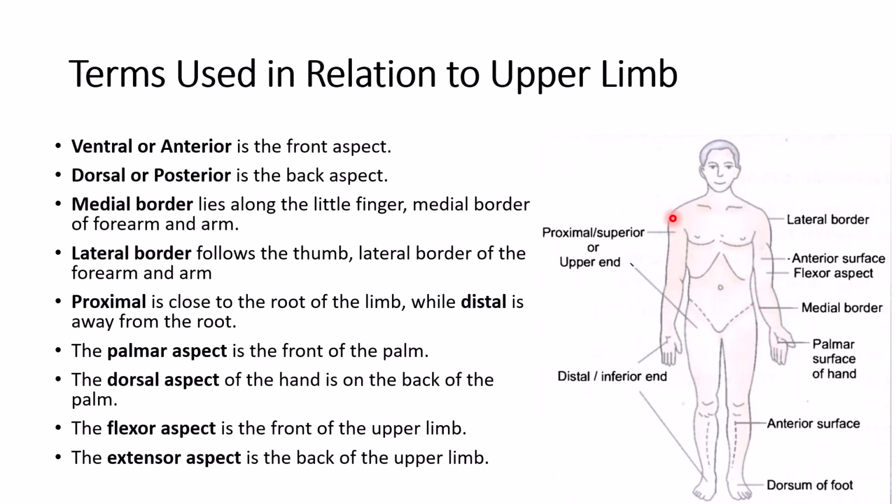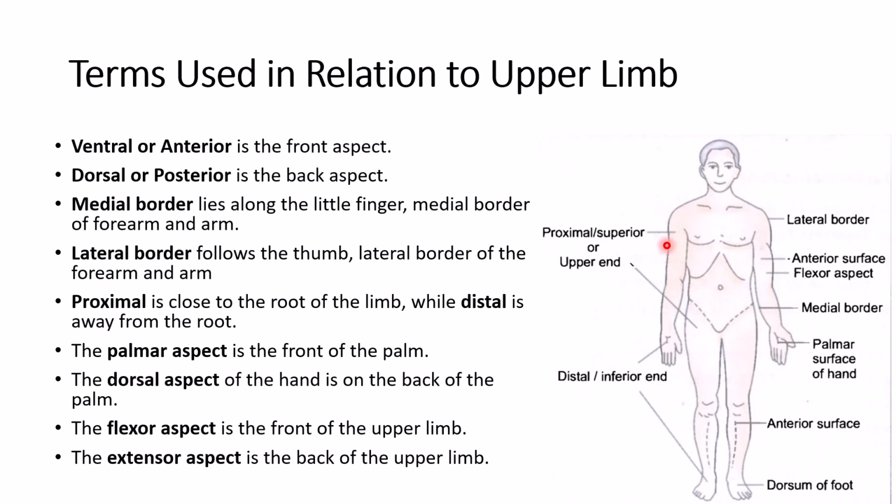When we talk about the lateral border, in the same diagram they have shown the lateral border of this upper limb. Can you see this is the lateral one? Because over the thumb side, can you see the thumb side here? Thumb, this is the lateral border of the forearm, and this is the lateral border of the arm. Okay, so this is the lateral border, thumb side, and the medial border is on the little finger side.